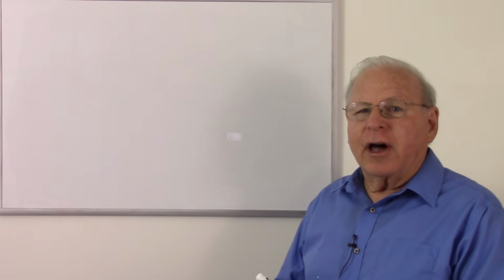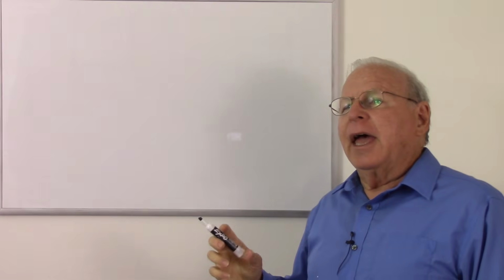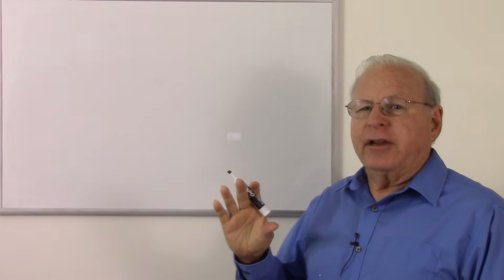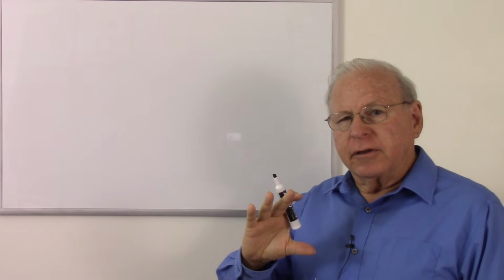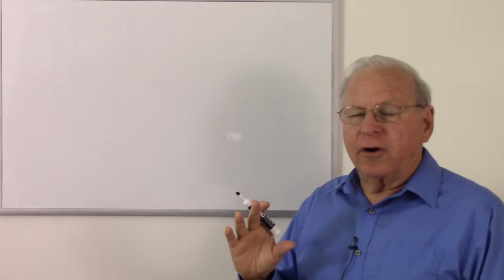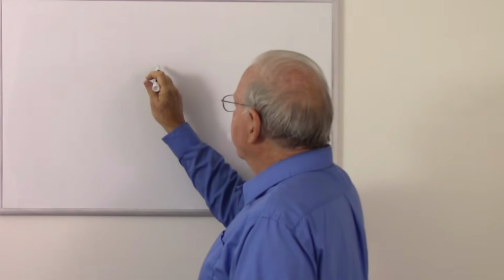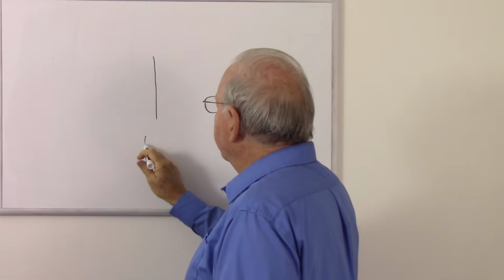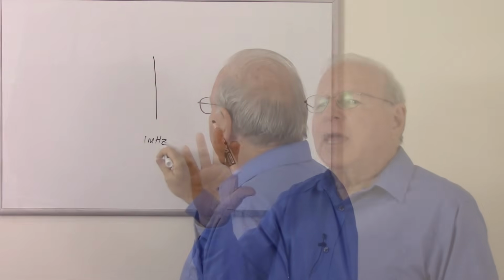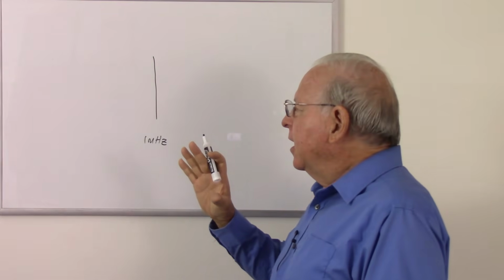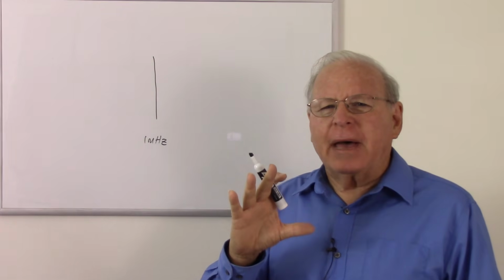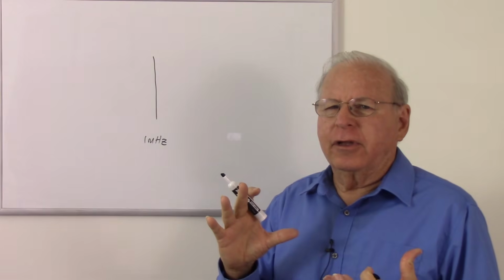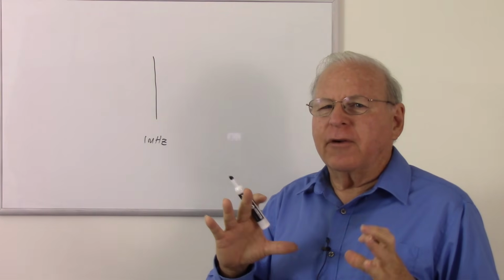So let's say we're talking about AM radio. And AM radio has a typical carrier frequency of around 1 megahertz. So I'm going to draw that as a vertical line here. So there's our 1 megahertz. And the practical bandwidth at 1 megahertz is about 10 kilohertz. So it's not a really wide bandwidth.